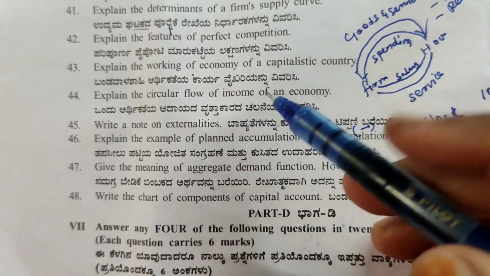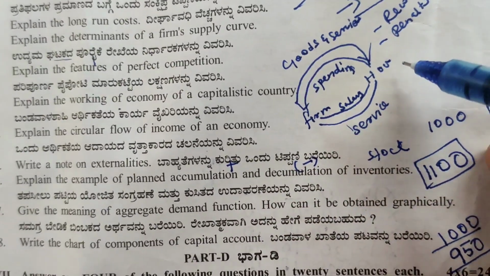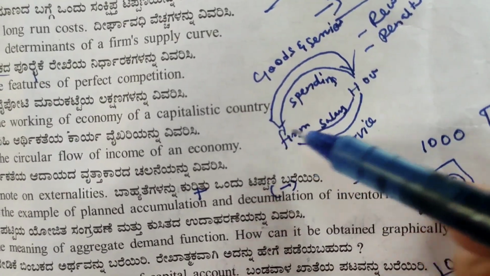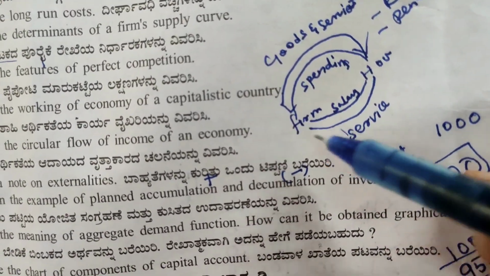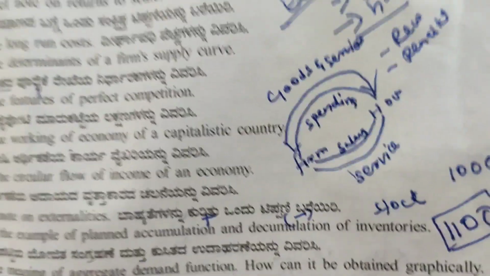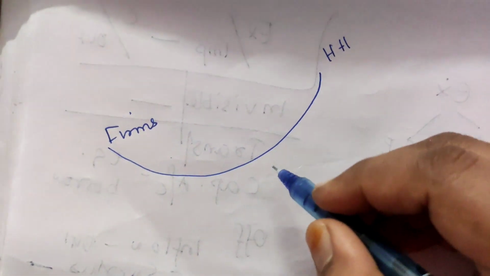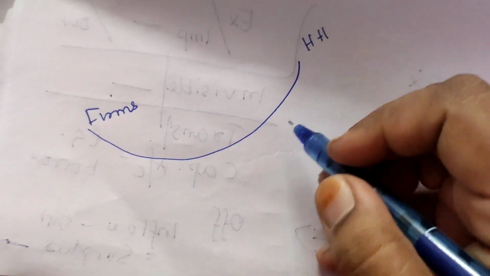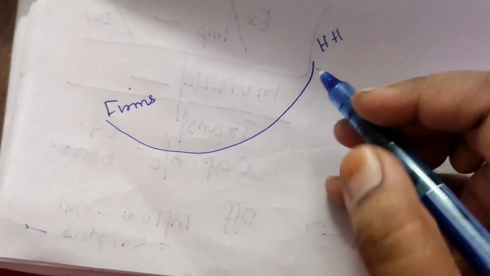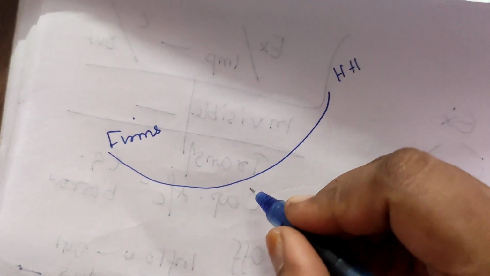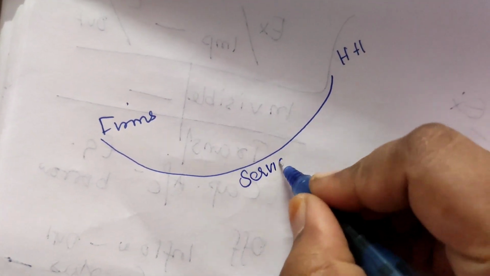What is the circular flow of income? This is firm and this is household. Household will give service to the firm by being managers. So what is the circular flow of income? For example, firms, and here we have household. Household will send managers, financial analysts, accountants, professionals and all to the firms. So household provides services to firm.